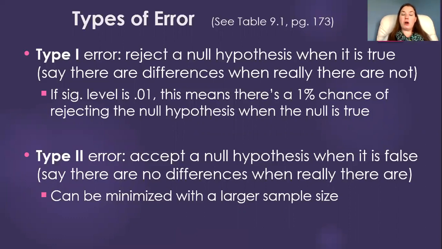So type 1 is we say there are differences between groups based off of our sample, but really there aren't differences. Type 2 is we say there are no differences between groups, but really there are differences.